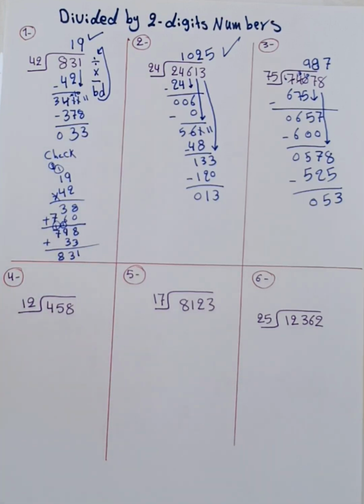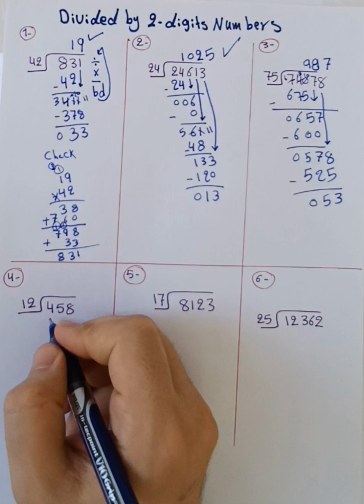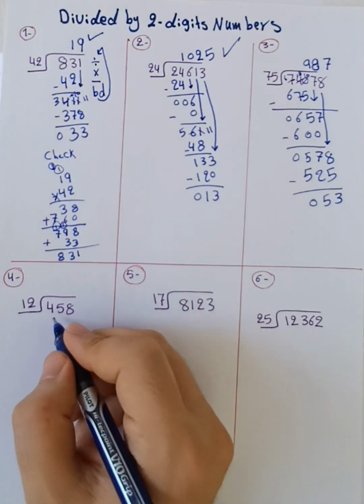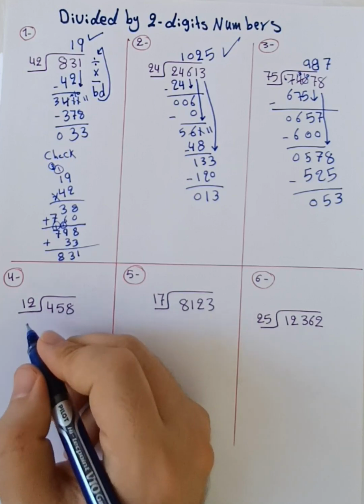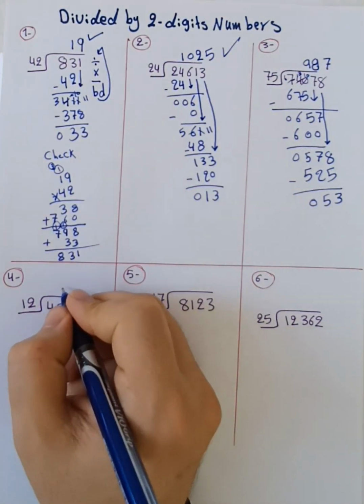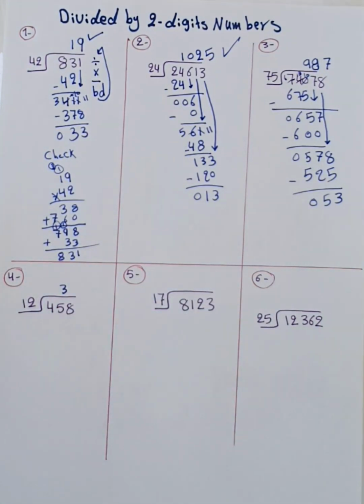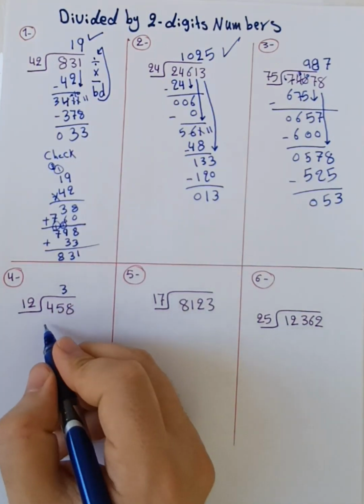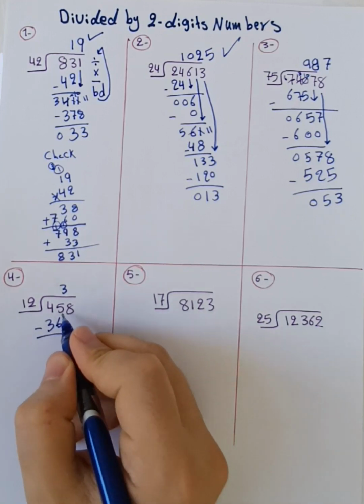Example number 4, we have 458 divided by 12. First, we have 4 divided by 12, we can't. So you have to take these two numbers. 45 divided by 12 is 3, because when we write 4 times 12 equal to 48, 48 is greater than 45. So 3 is a suitable number. 3 times 12 is 36.